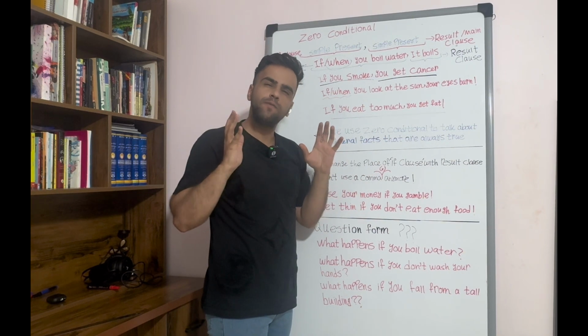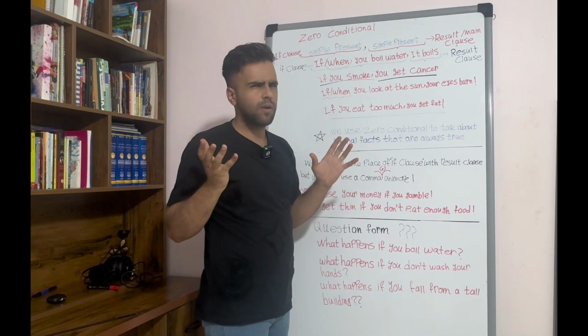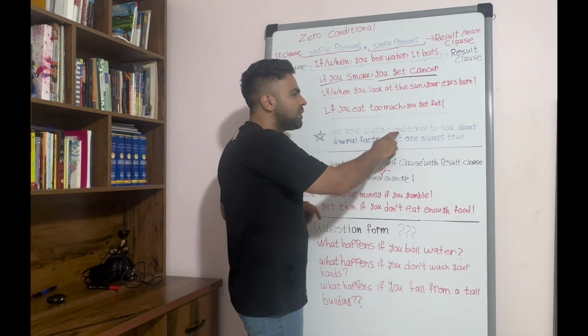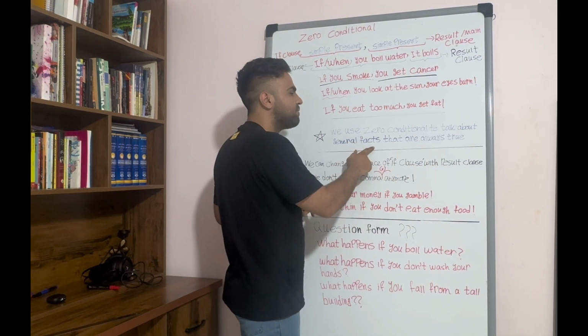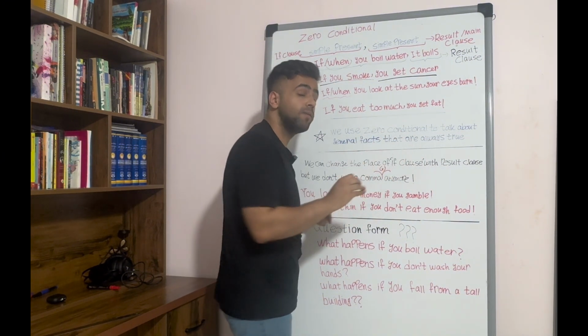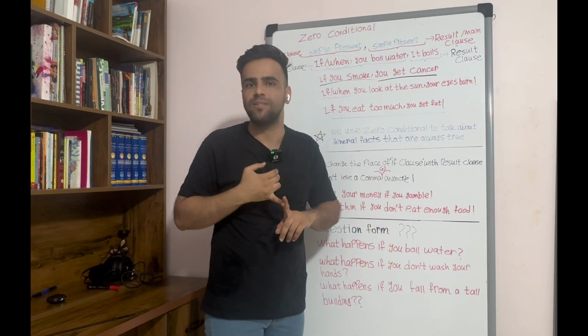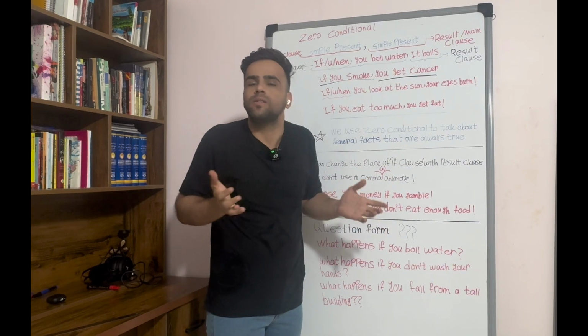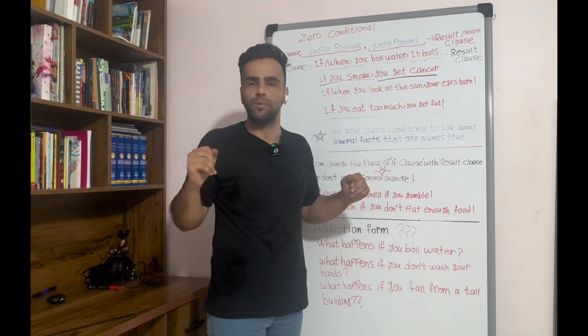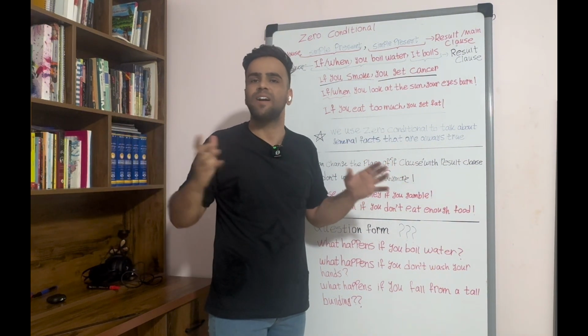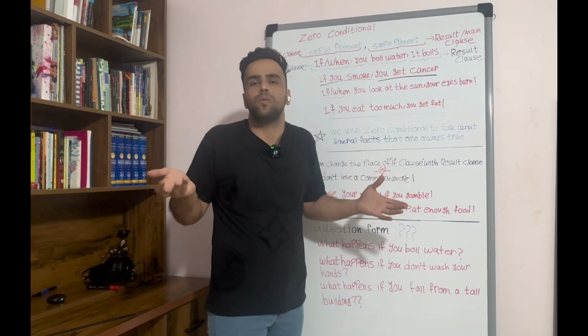Now let's see why we use zero conditional. In what situation? We use zero conditional to talk about general facts that are always true. Because it's a fact, it's always true. The location doesn't matter. For who, it doesn't matter. It can be for anybody, right? It can be in China, in Japan, in France, everywhere. It's a fact, so it's always true.